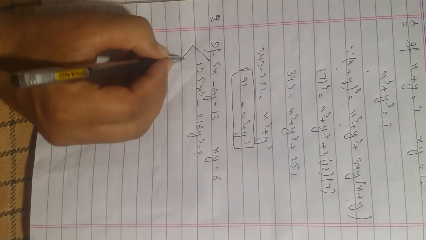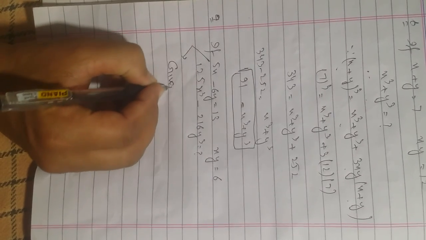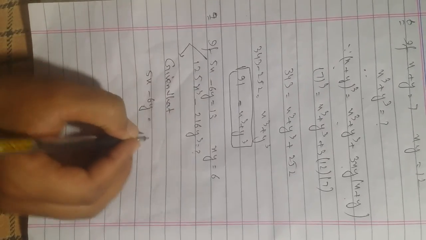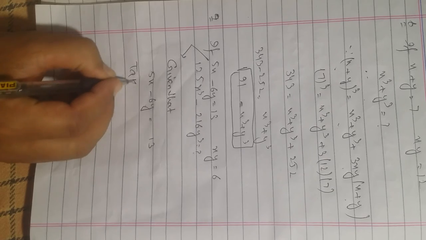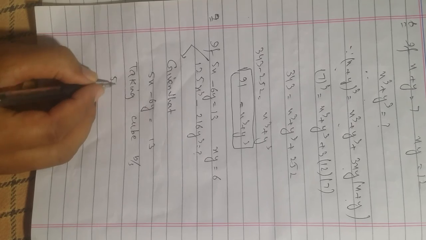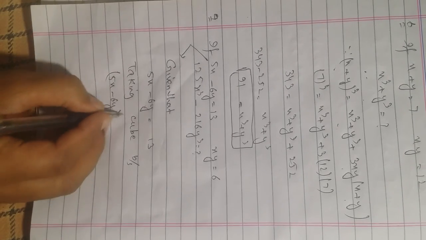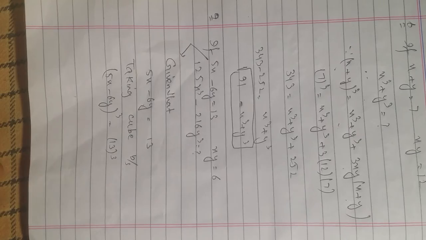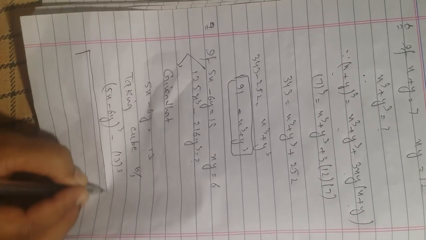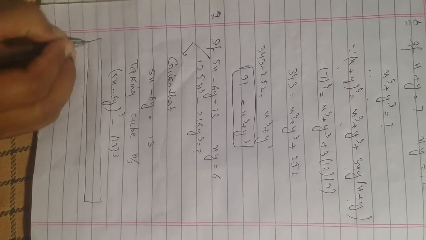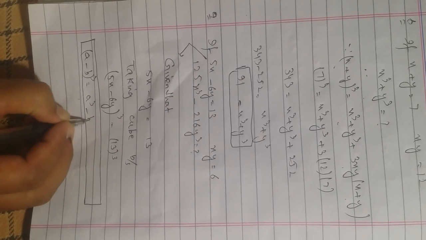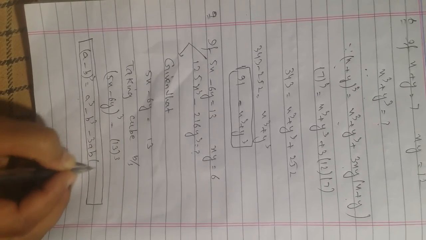We have to solve from this method. Given that 5x minus 6y is equal to 13, we take the cube both sides: (5x minus 6y) whole cube is equal to 13 cube. We open the formula of cube. First of all, we write this formula: (A minus B) whole cube is equal to A cube minus B cube minus 3AB into (A minus B).